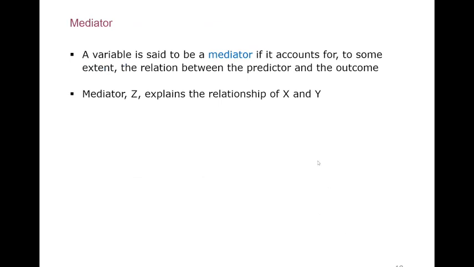And another type of role is called a mediator. A variable is said to be a mediator if it accounts for, to some extent, the relation between the predictor and the outcome. So the mediator Z explains the relationship of X and Y. So it explains the relationship.